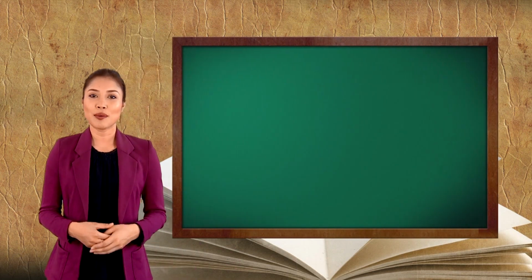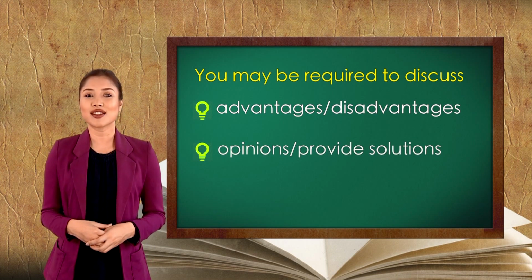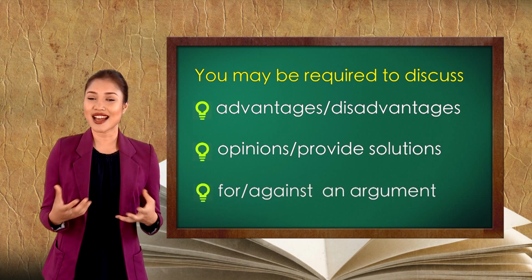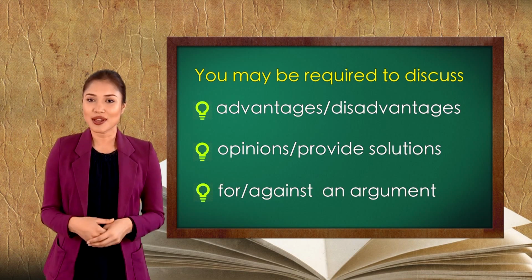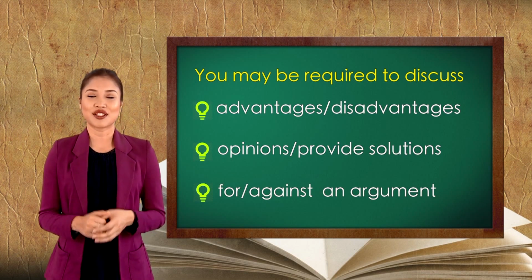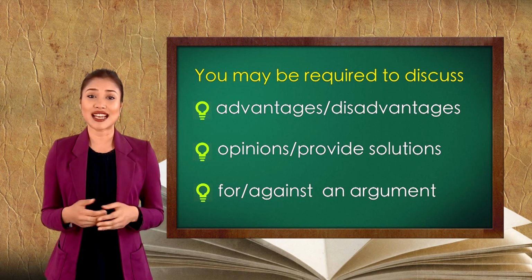In order to have a sound argument, the writer must embody maturity in thinking, taking considerations of both sides of the argument, and back them up with examples. There are usually three common forms of argumentative essays. You may be required to discuss the advantages or disadvantages, opinions or provide solutions, and decide whether you are for or against an argument. Let me show you what an argumentative essay looks like. Structure of an argumentative essay. Usually, the structure of an argumentative essay looks like this.